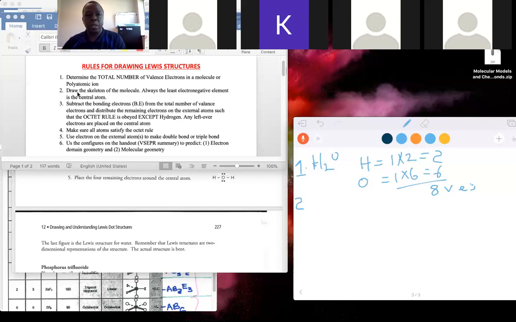Rule number 2, the skeleton, is understanding what is the central atom and the external atom. We should have 2 types of atoms here, external and what? And the central atom. Always the least electronegative element is the central atom. That means the one which is on the left side of your molecule when you write that. So the skeleton structure I'm talking about is this structure. The 2 hydrogens are bonded to oxygen. Oxygen is the central atom in this case.